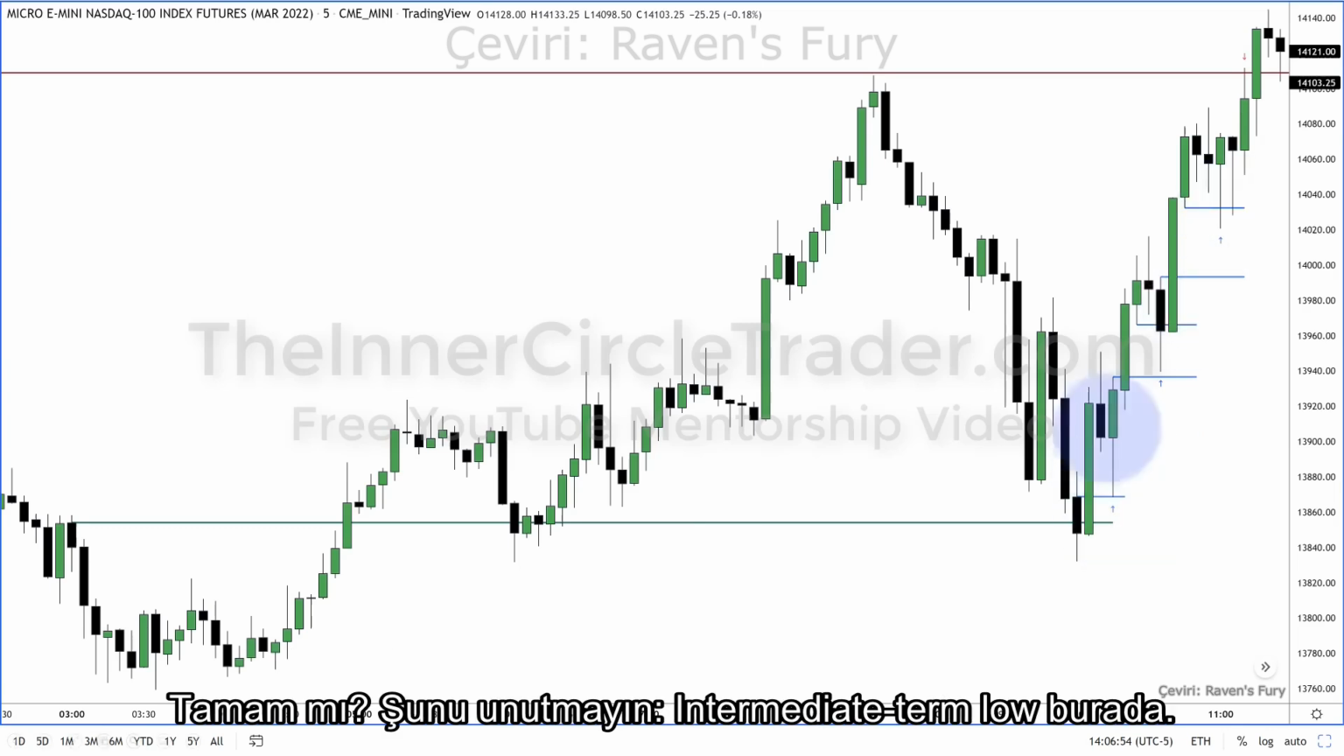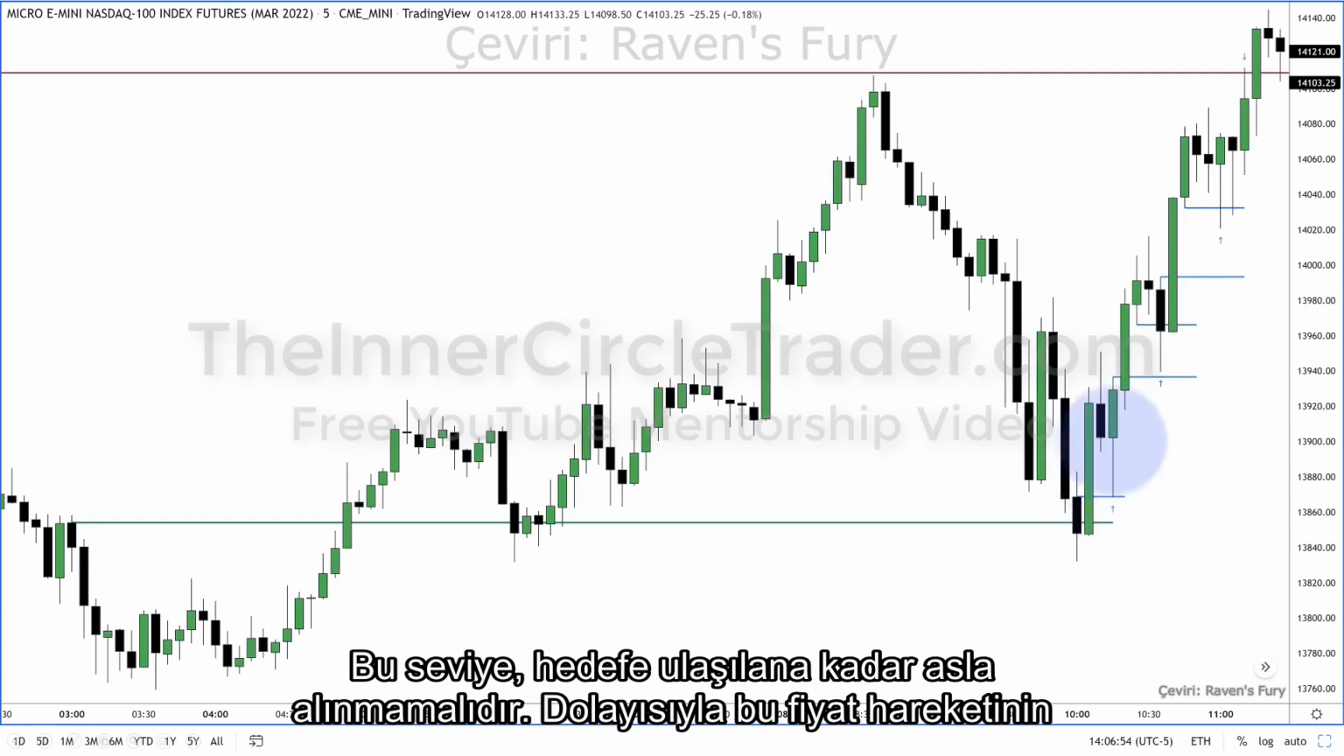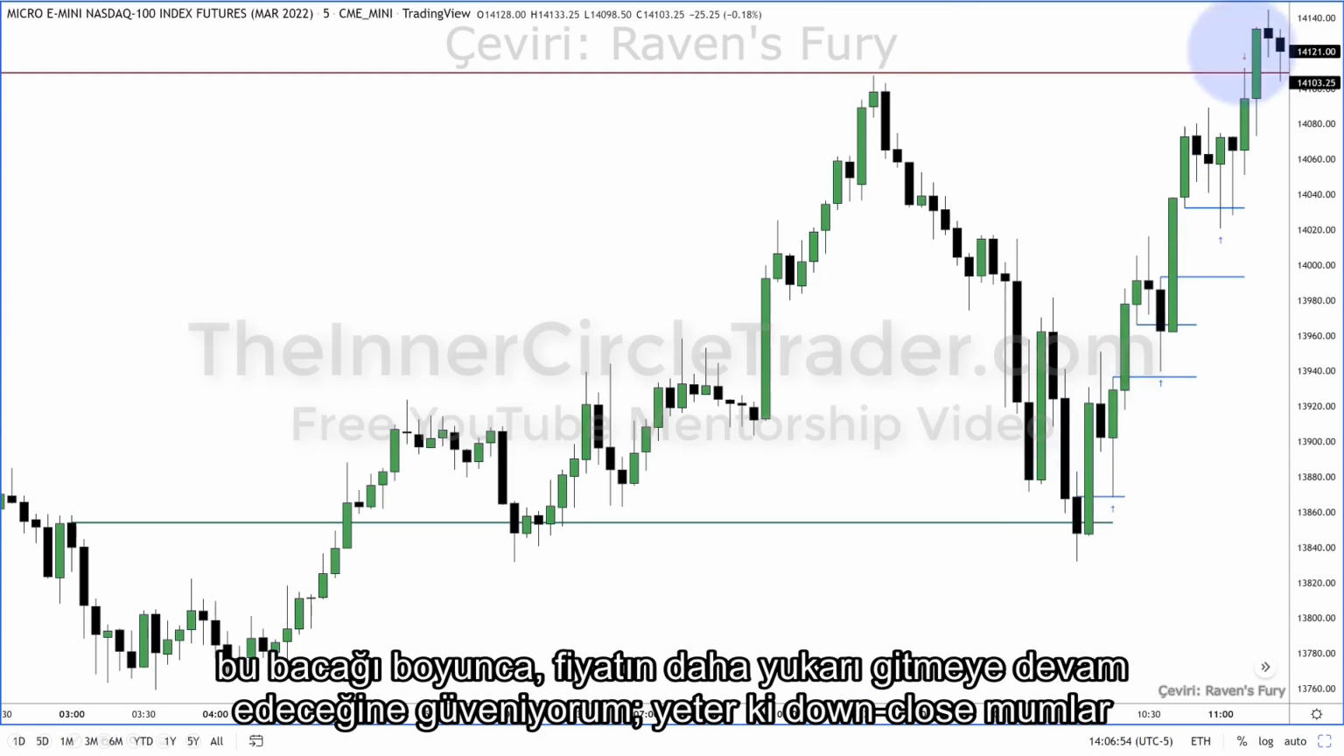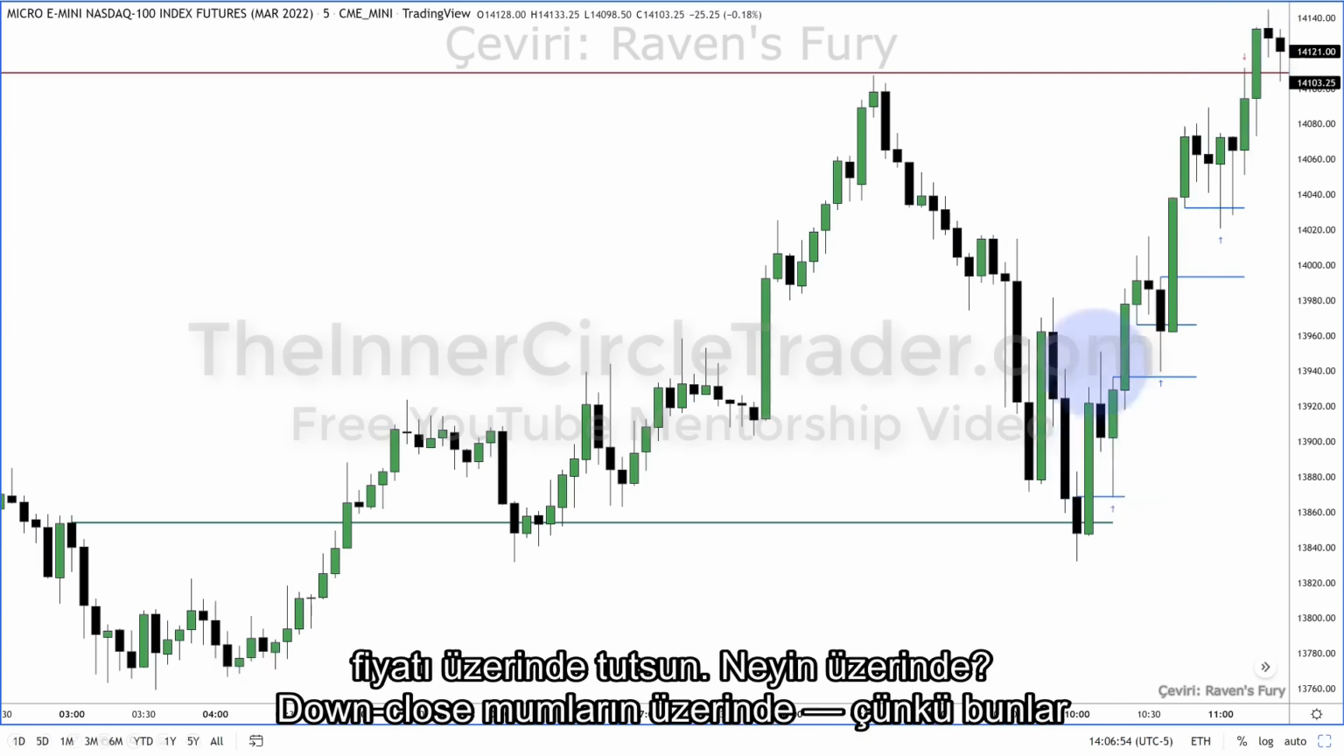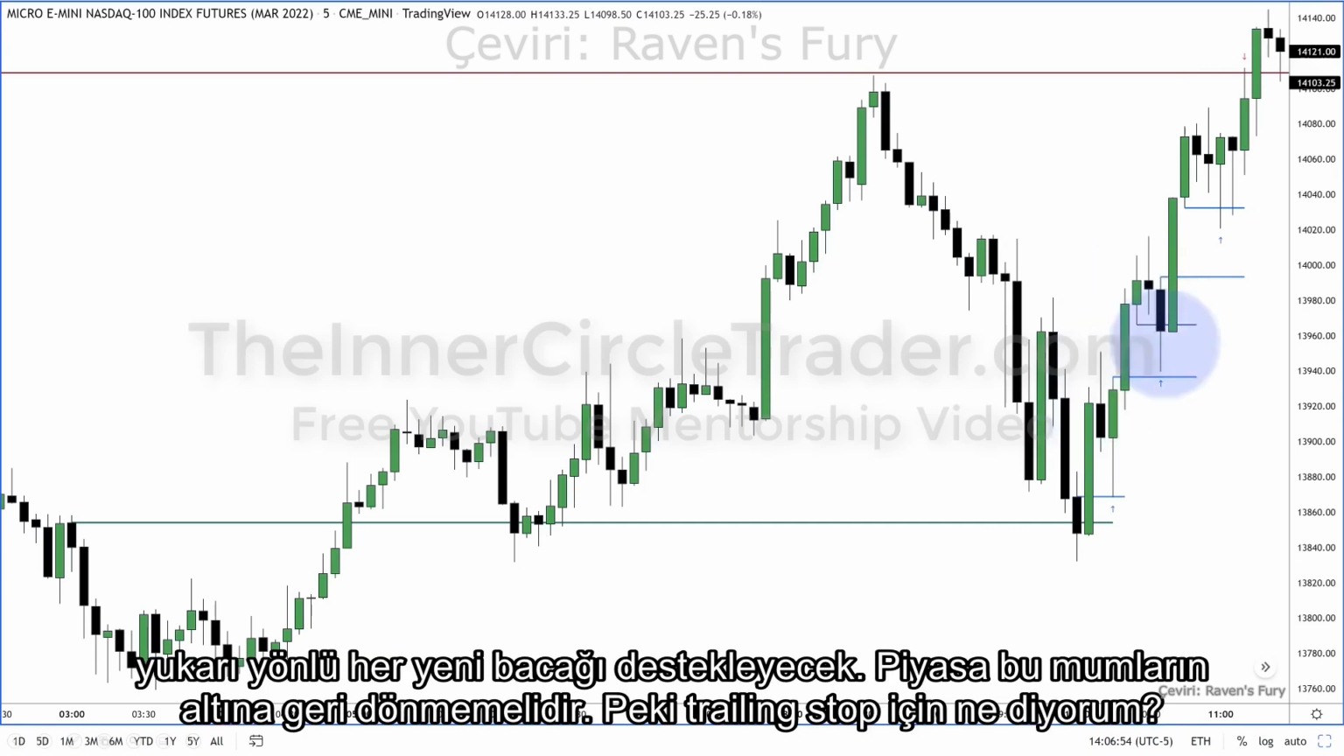Okay. Now remember, the intermediate term low is down here. This should never be overtaken until the objective is reached. So with all of this price action leg here, I trust that it's going to keep going higher as long as the down closed candles keep price above it. Above what? Above the down closed candles. That's going to be supporting each new leg higher.